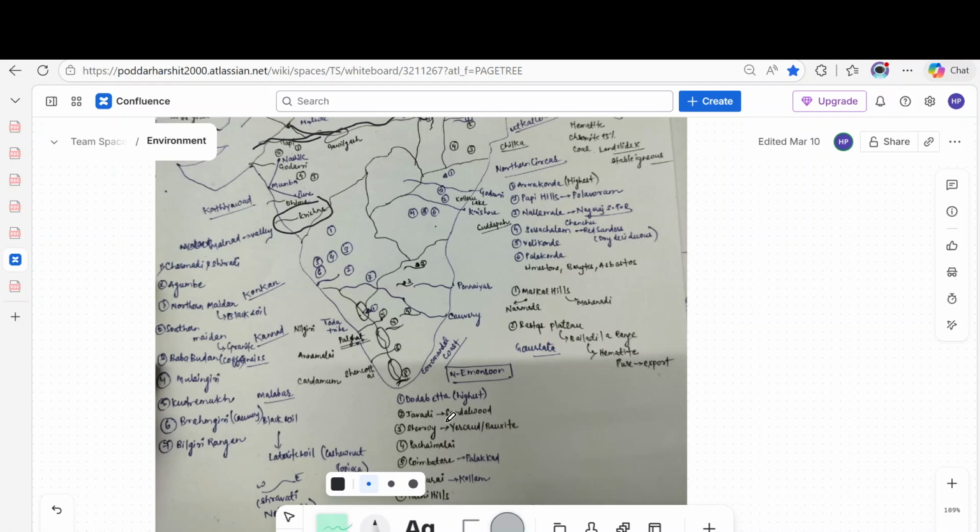Brahmagiri is the origin of the Kaveri river, and the Biligiri Rangan is basically at the site of the eastern and western Ghat meeting complex zone. So these are the things that we need to remember.